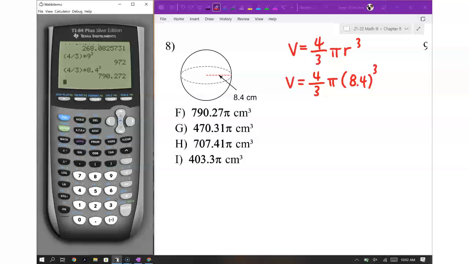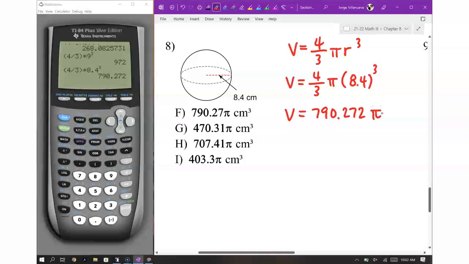I'm leaving out the pi. Okay? So I get 790.272 pi. But remember, they want me only to round it to the nearest hundredth. So that means I don't need a 0.272. I just need two numbers at the end. So 0.27 is what it's going to round to. So 790.27 pi centimeters cubed. And that would be this letter here.